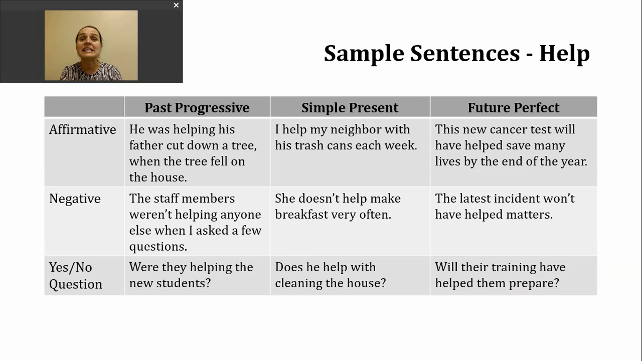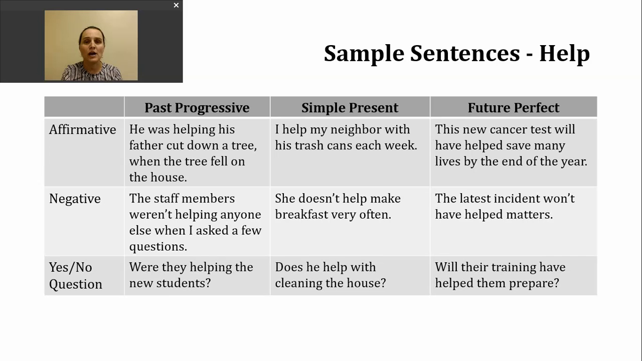Let's continue practicing using help in a few different verb tenses. Today, we'll look at past progressive, simple present, and future perfect. Let's start with past progressive. When we use this verb tense, generally what we're describing is an action that was in progress. And frequently in this verb tense, you're going to see part of the sentence in past progressive, and that action is going to get interrupted by another action. The interrupting action will be in simple past tense.